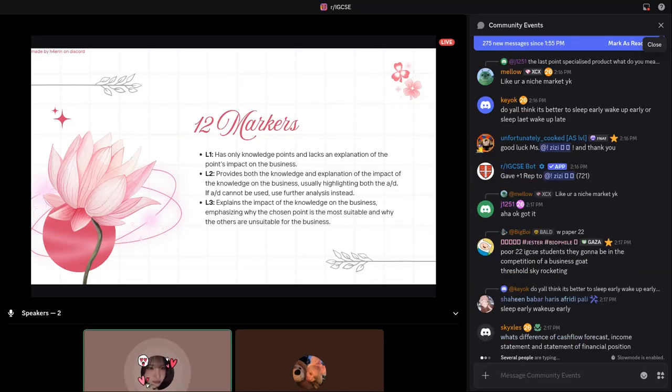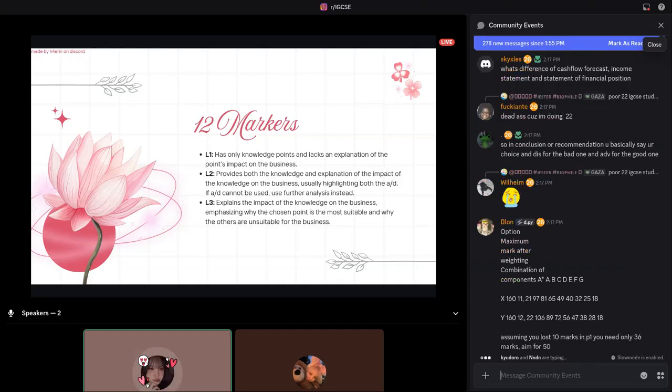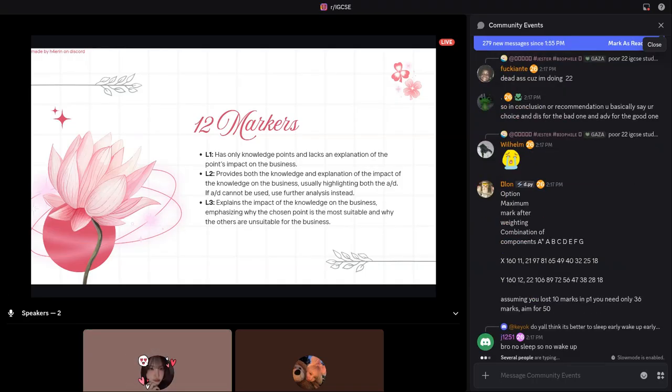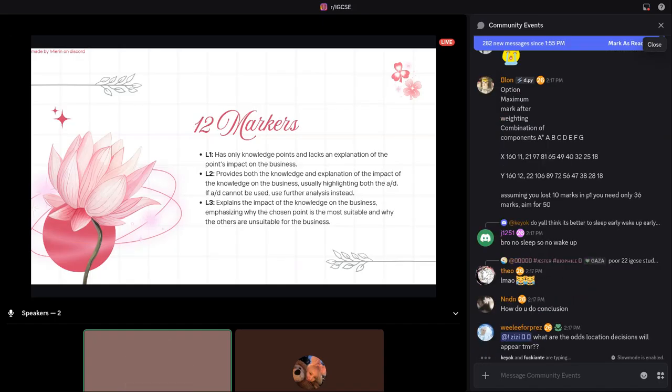Like for 12 markers when there's a total of 3 sections. Oh, sorry, I forgot your question, Team Rocket. It really depends on the question. It's either advantages or disadvantages or a use of further analysis. Is it possible for the... oh, I think I answered that already. Thank you, Zizi. No problem.